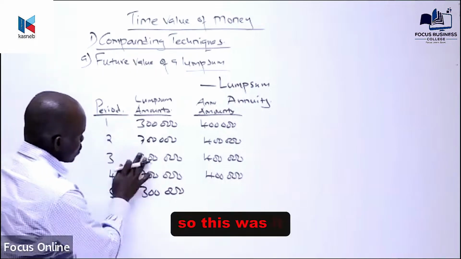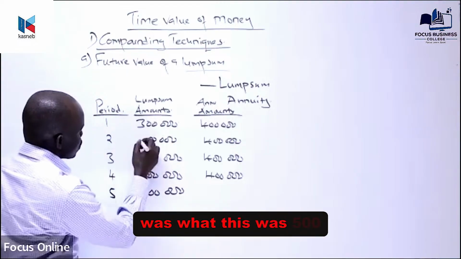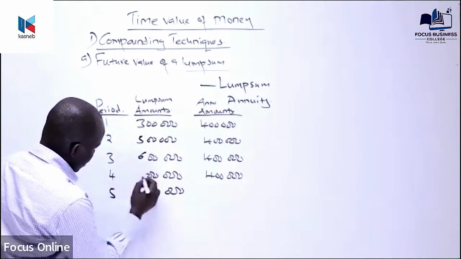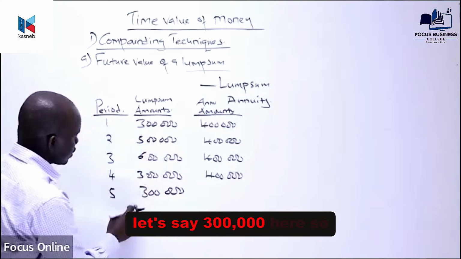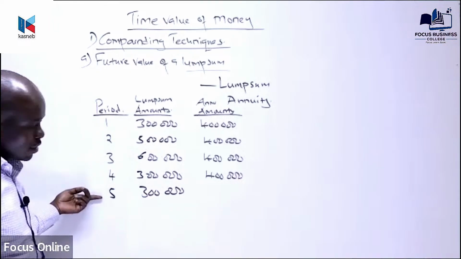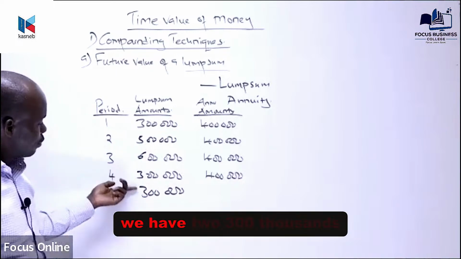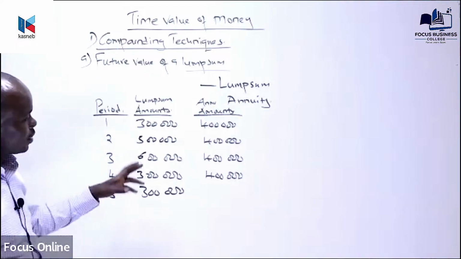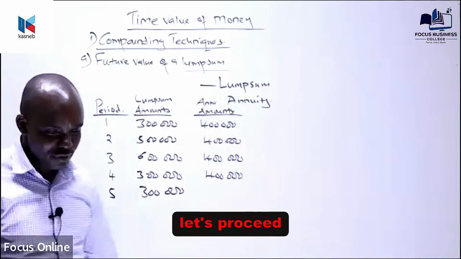Again, this was 6. Let's say this was 500. Let's say now 300,000 here. So in year 4 and year 5, the 300,000 becomes an annuity because they follow each other. We have two 300,000s that follow one another, so they are annuities. I want to believe that is clear. That's okay? Okay, fine, let's proceed.